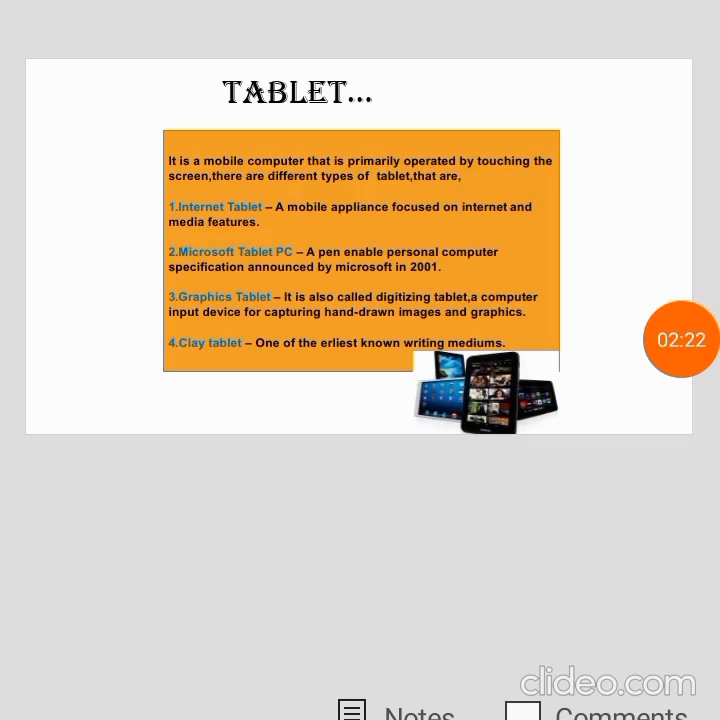Next is the tablet. It is a mobile computer that is primarily operated by touching the screen. There are different types of tablets. Let's have a look at those types. One, the internet tablet, a mobile device focused on internet and media features. The second one is the Microsoft Tablet PC, a pen-enabled personal computer specification announced by Microsoft in 2001. The third is the graphic tablet, also called a digitizing tablet, a computer input device for capturing hand-drawn images and graphics. And the fourth is the clay tablet, one of the earliest forms of written medium.